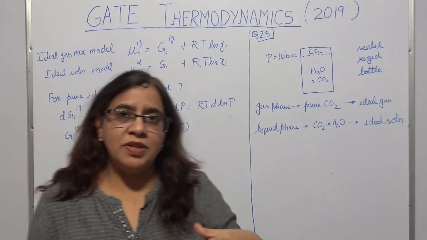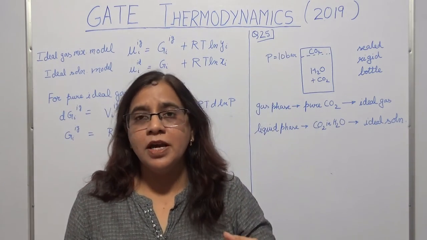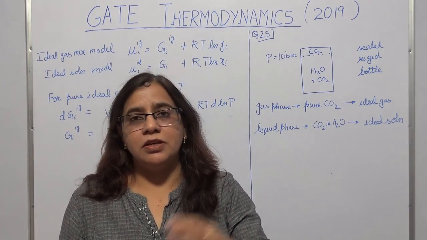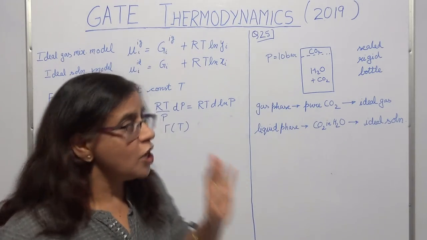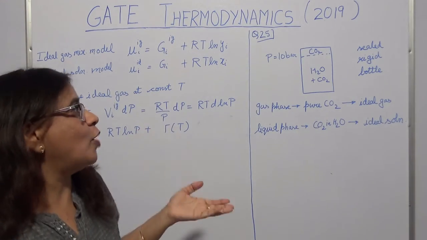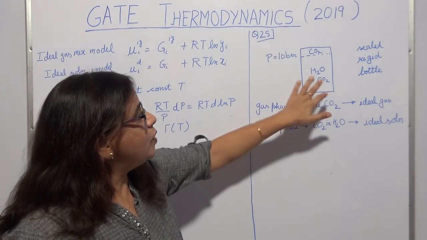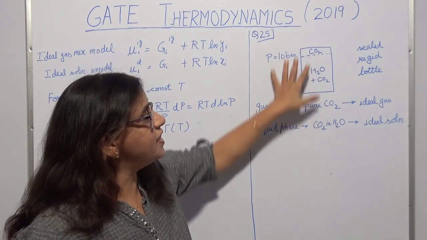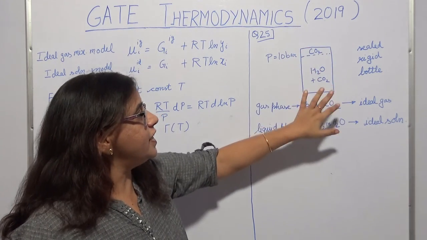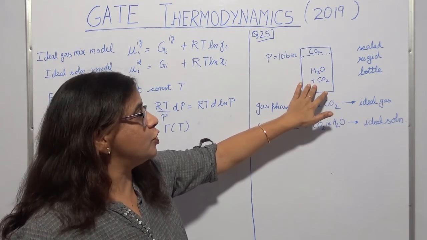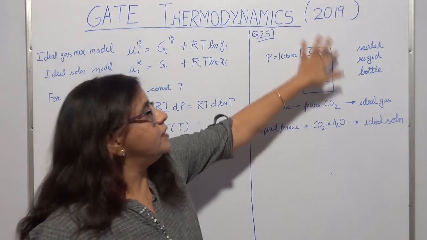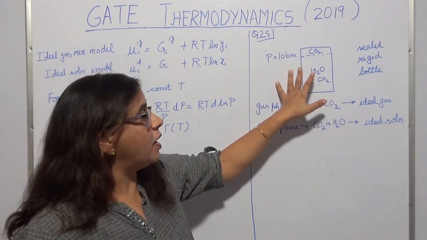The problem statement is very big, and believe me, the solution is 1/4 of the problem statement. So let's first understand the problem. It says that you have a sealed rigid bottle which contains water in which CO2 is dissolved, and the pressure inside this bottle is 10 bar.